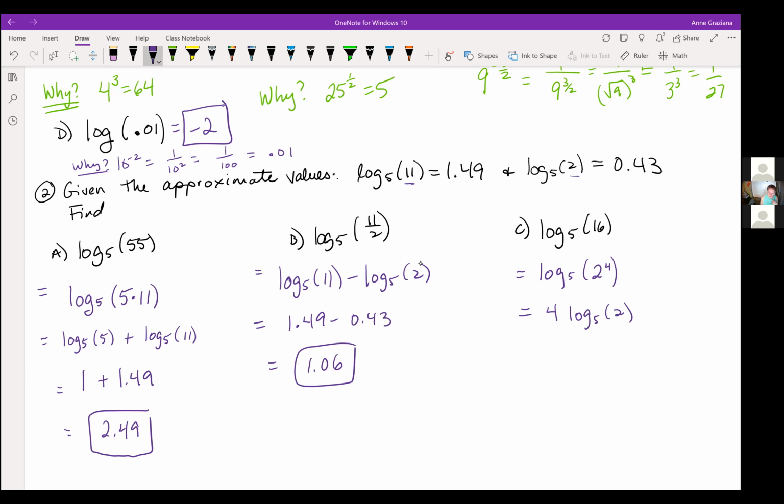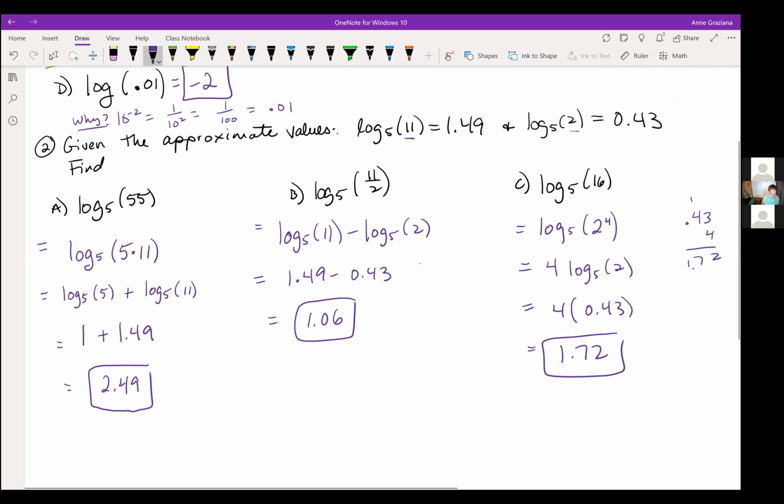And now I have something that we're given, and it's 4 times 0.43, which is, I gotta do a little bit of work. 1.72. Yes, I see that in the chat. Nice work. Okay. Any questions? This seems pretty good. You guys are feeling good about that.